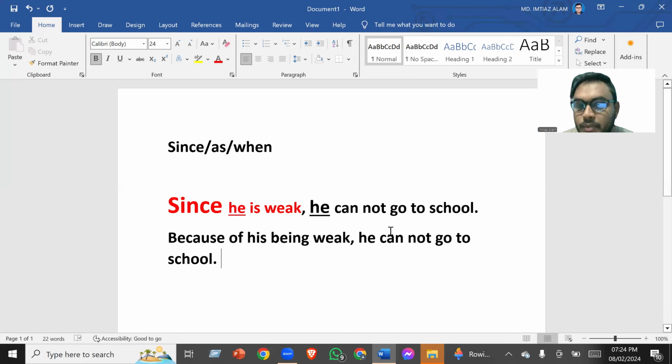So first of all, you have to write "because of," and then you have to convert the subjective form into the possessive form, and then you have to make the verb into the ing form. You can see "being," and then you have to keep the adjective as an adjective, and then you have to write the rest of the things.